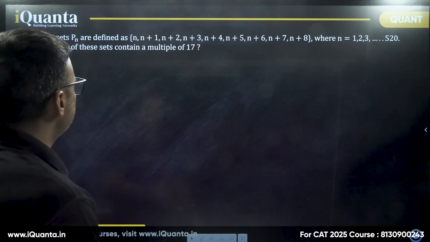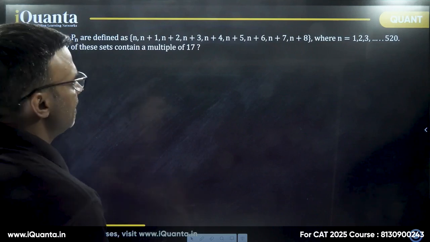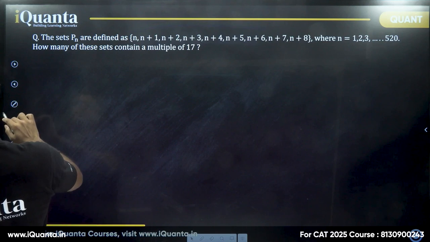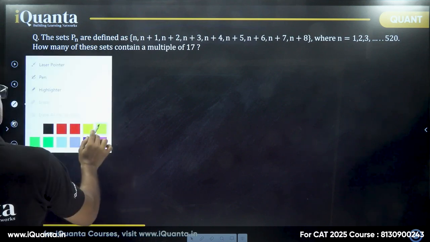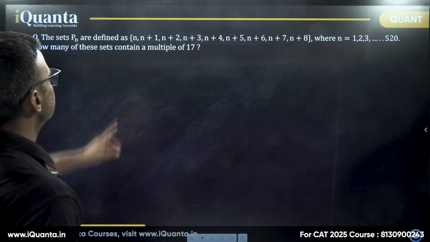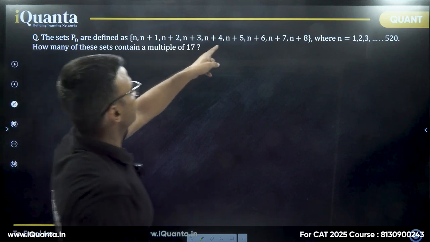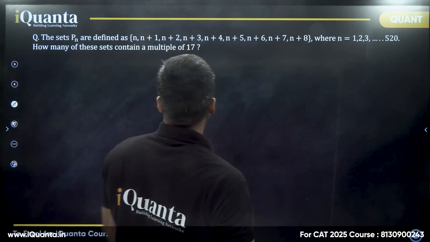This one is a slightly tricky question. You have to be very careful here. It says the sets Pn are defined as n plus 1, n plus 2, n plus 3, n plus 4, n plus 5 up to n plus 8. So there are how many numbers?